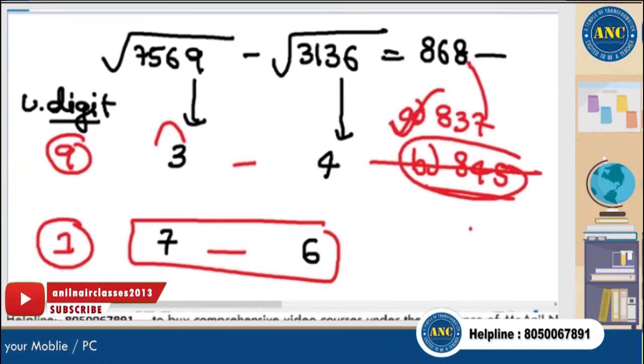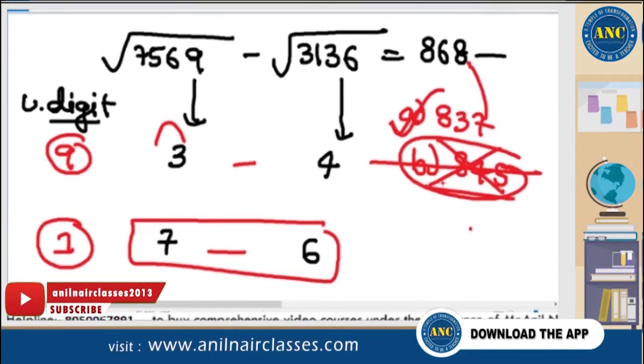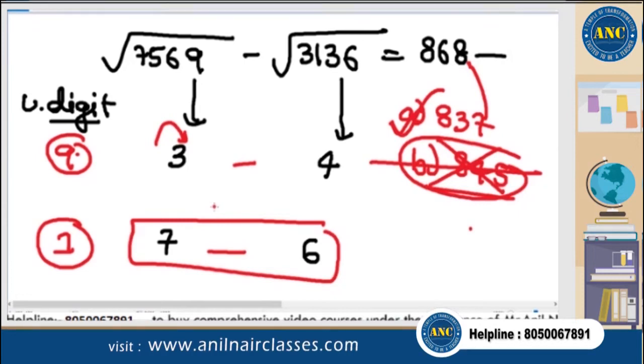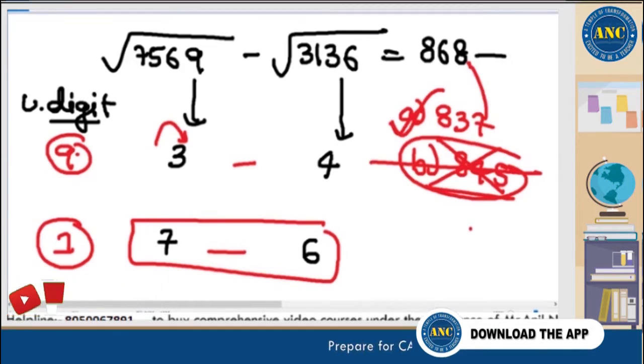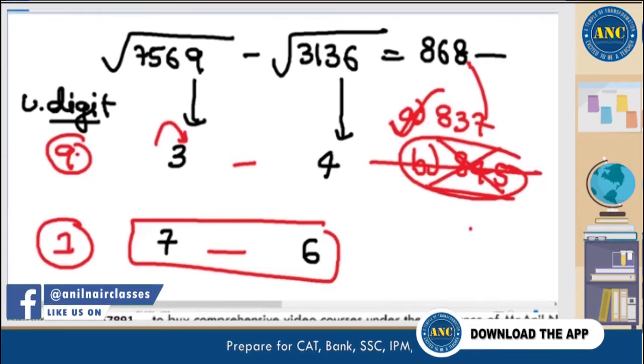Why? Because 845 will give you unit digit 3. Unit digit 3 is not possible. Why is it 9? 13 minus 4 is 9, beta. I hope it is clear. Idea is clear. Next one. Please write down. Next question.